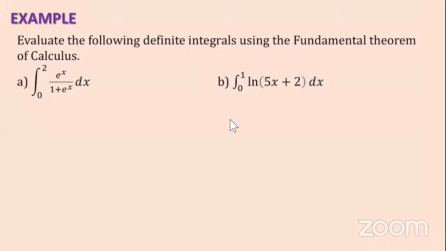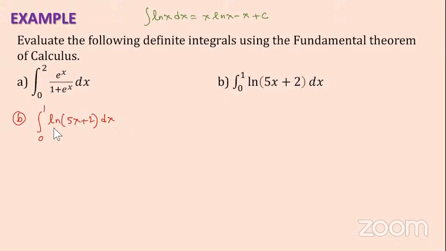Now let's work on part B. In part B, we have a definite integral from 0 through 1 of the natural log of 5x plus 2 dx. When you look at this problem, it is very similar to the integration of natural log x with respect to x, and the formula for that is x log x minus x plus c. Here, the only difference is that the argument of the log is a linear function, 5x plus 2.